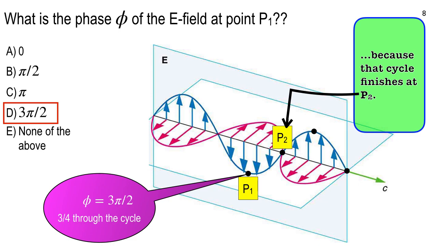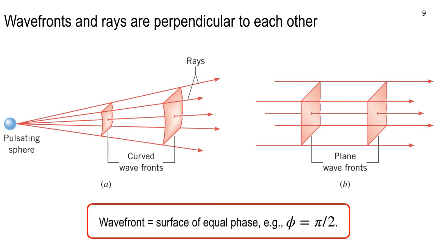The reason that we want to focus on this is the following. The idea that wave fronts and rays are perpendicular to each other, and a wave front is defined as a surface of equal phase. So everywhere in the wave where you have pi over 2, for instance.